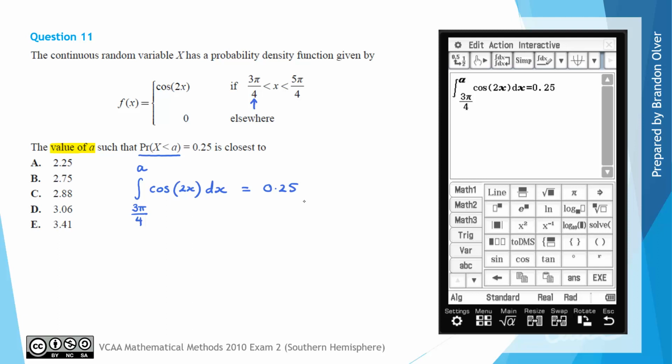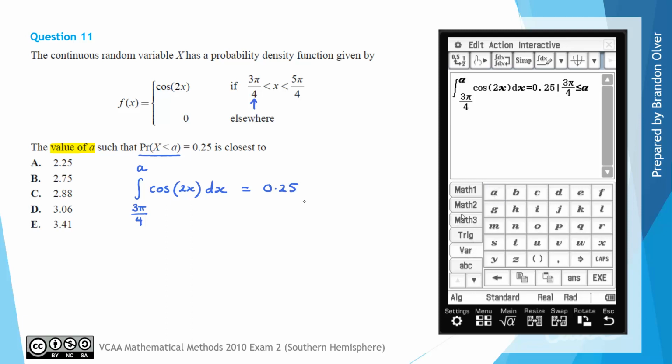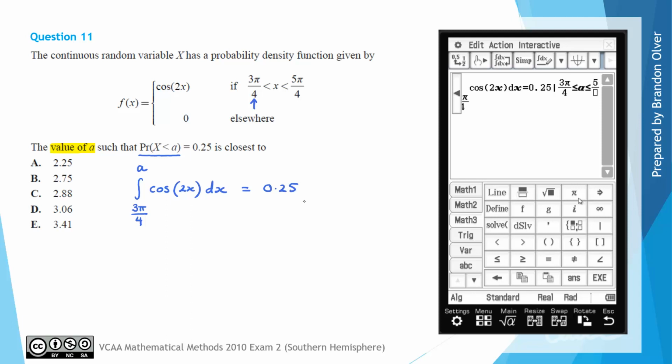Next, because it's a circular function, there's actually going to be infinitely many values of a, so we want to put a restriction on a. So under Math 3, we can use this straight up and down line to say that a needs to be bigger than 3 pi on 4, so I can drag that across. So a is going to be greater than or equal to 3 pi on 4, but then it's going to be less than or equal to the fraction, which is 5 pi on 4. And that comes from the upper value of that domain that's given in the question.